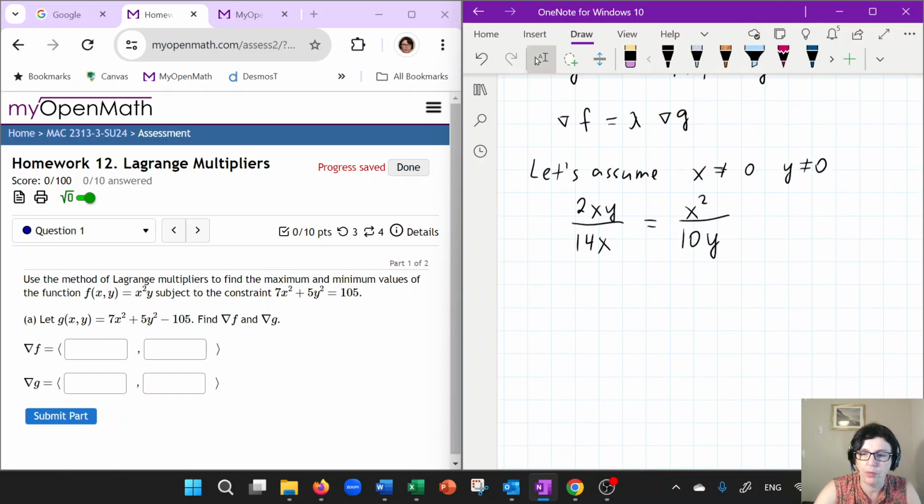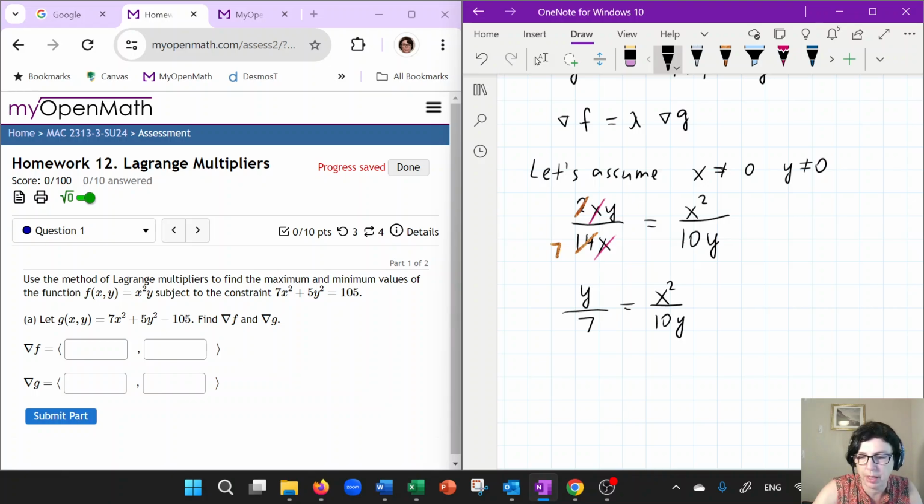The way we solve it is usually we cross multiply. However, before I cross multiply, I'm going to cancel some stuff. For example, here I see an x, here I see an x. Again, I assume that x is not 0, so I can cancel it. I also have a 2 and a 14, so I'll just leave 7 over here. And so that will give me y divided by 7 equals x squared divided by 10y.